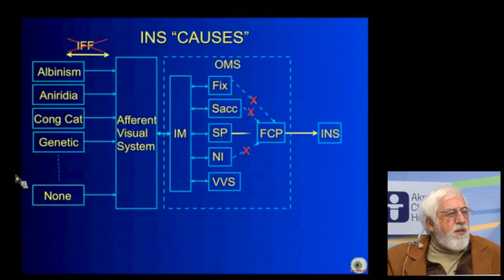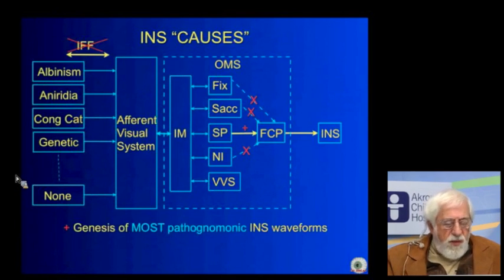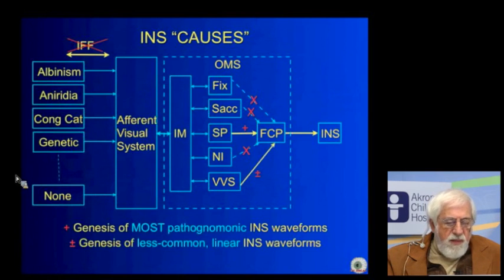And the genesis for most of the pathognomonic waveforms of INS comes straight from the smooth pursuit system. Also, there's some contribution from the visual vestibular system to various degrees, which may give some linear waveforms, but certainly determines where the null is and how broad the null is.